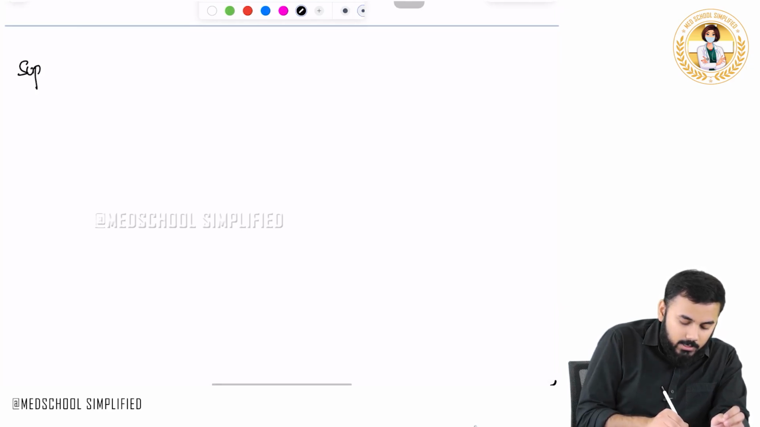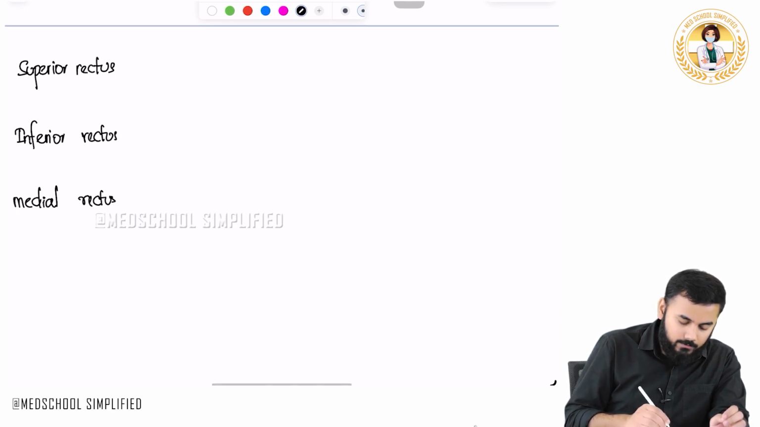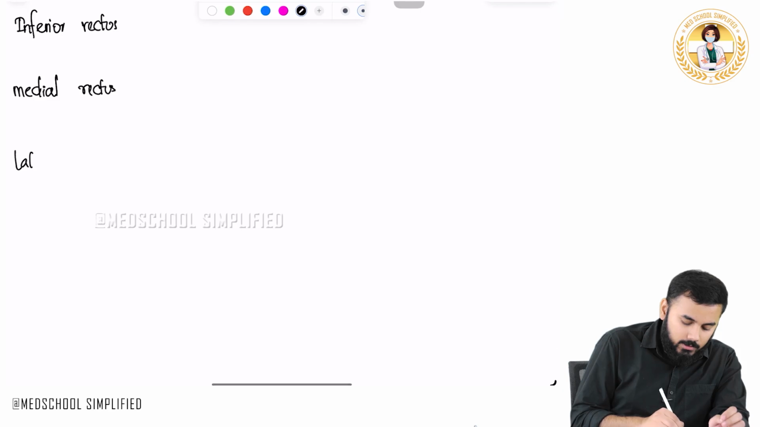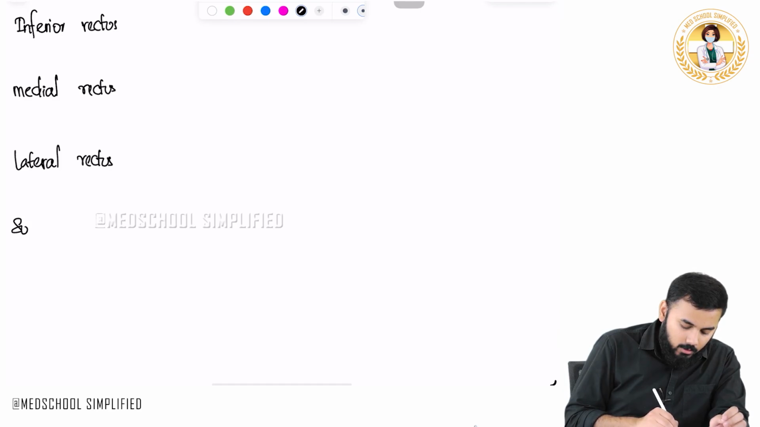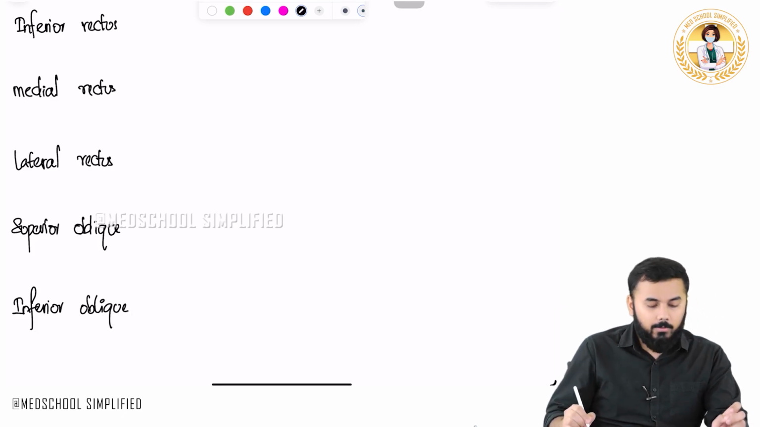First is your superior rectus. Next you have the inferior rectus. Next you have the medial rectus. Lateral rectus. Superior oblique. Inferior oblique.